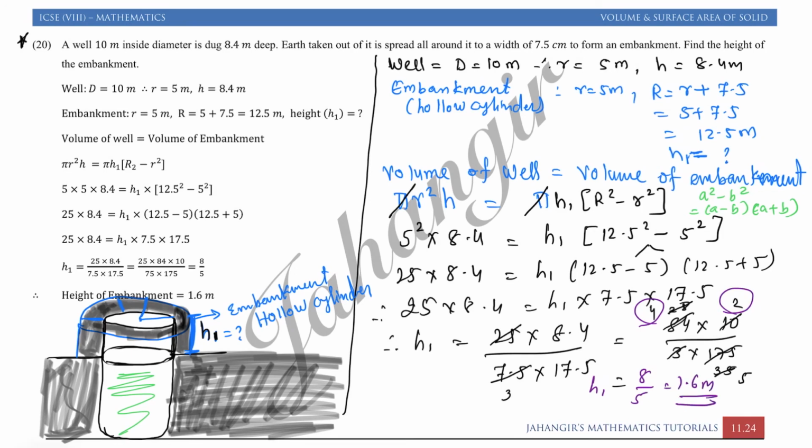It's just a basic calculation. Once you understood the concept, you have to just put values and solve it to find the height of the embankment.